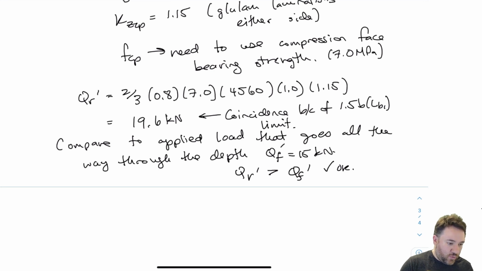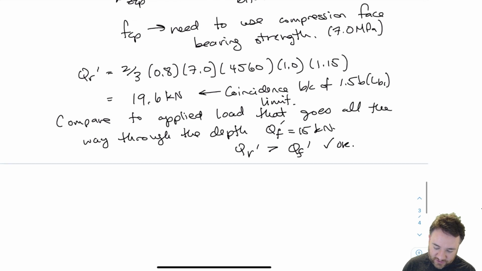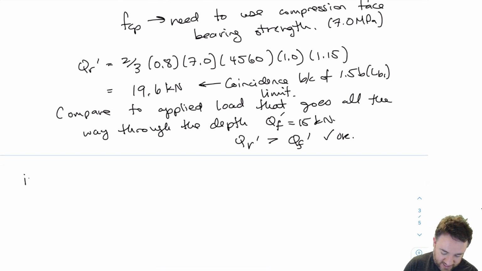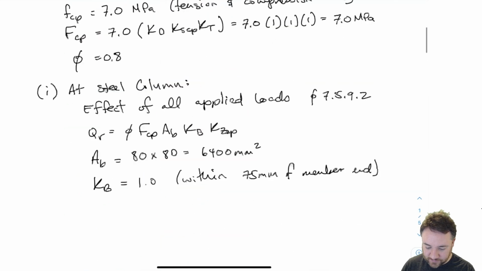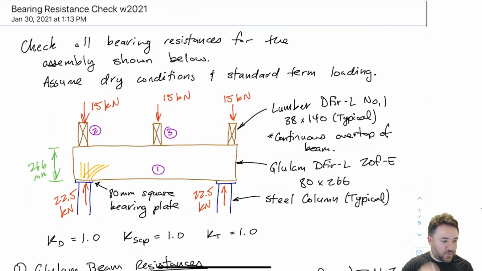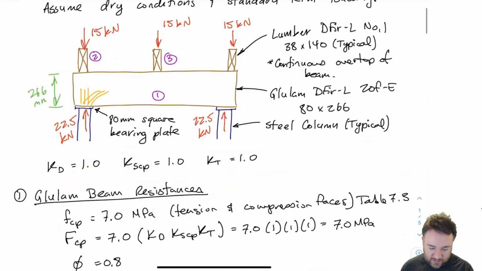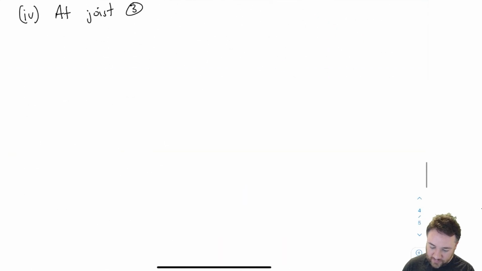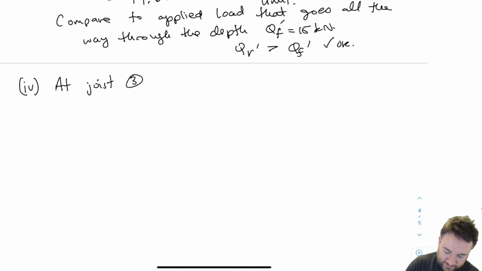All right, we have one more load to check the beam against. I mean, this is a long process because we have multiple bearing surfaces and we have multiple members to check those bearing surfaces against. So the last one for the beam resistance checks is at joist 3. And to remind you, joist 3 is the one that's towards the center of the beam. Okay. So at joist 3, effect of all applied loads.